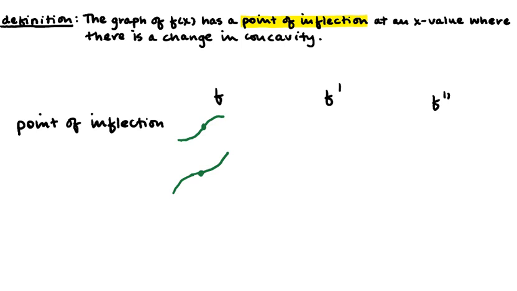Well, in terms of f prime, I know that concave up is where f prime is increasing, and concave down is where f prime is decreasing. Or, concave down, f prime decreasing, to concave up, f prime increasing. So this is going to be at a direction change in f prime.